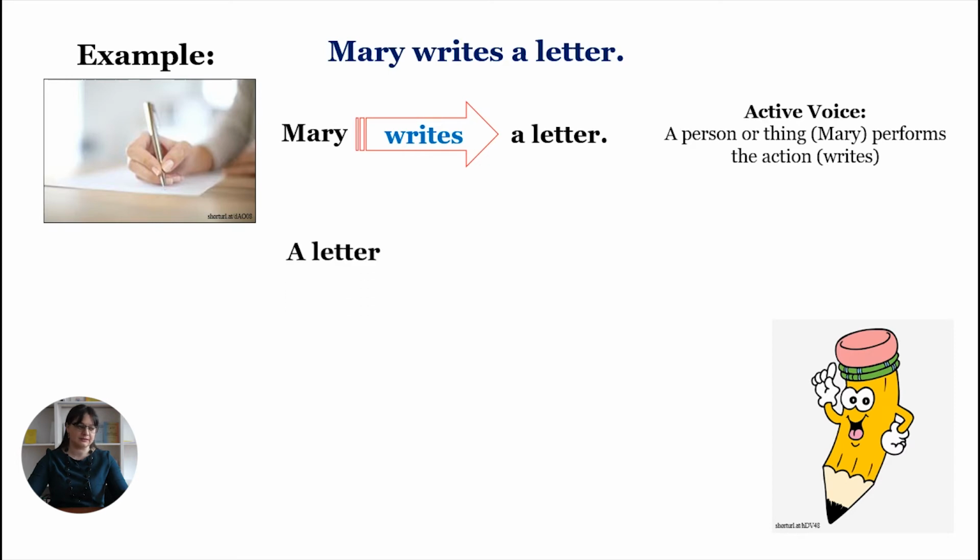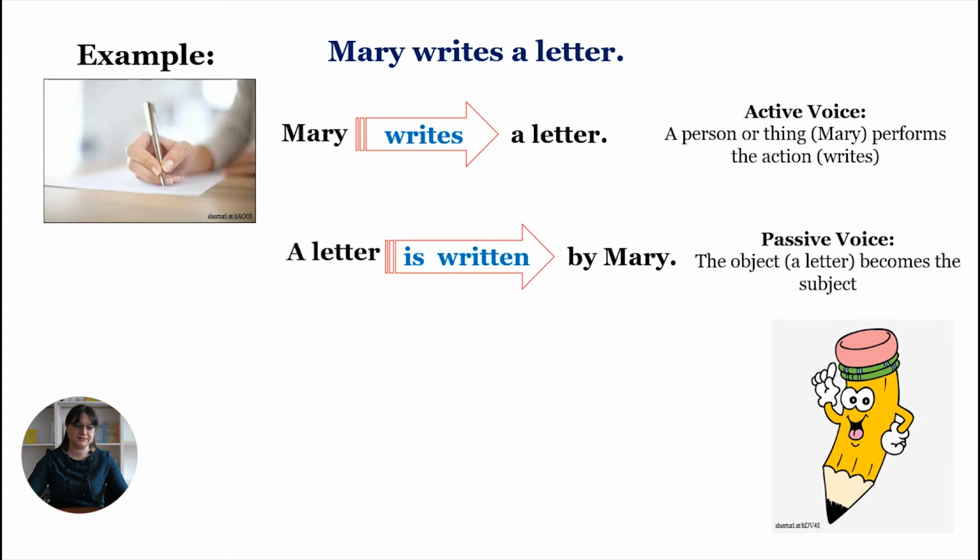Now look at the second example. A letter is written by Mary. This is a passive sentence because the object, a letter, became the subject of the passive sentence. And it is a passive subject. Look at the verb, please. Is written. It is formed by the verb to be and the past participle of the verb write.